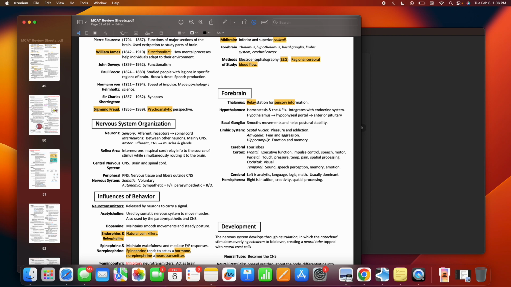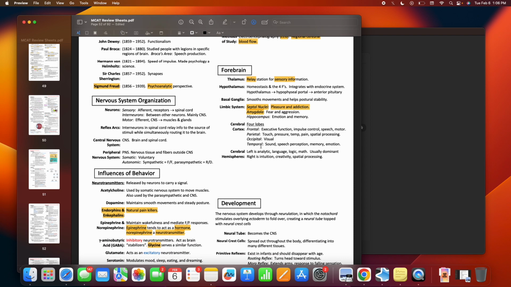We know the hippocampus is for memory, but emotion too. And specific types of emotion, which is fear and aggression, is with the amygdala. Now, septal nuclei, it has never appeared to me, but it's for pleasure and addiction.